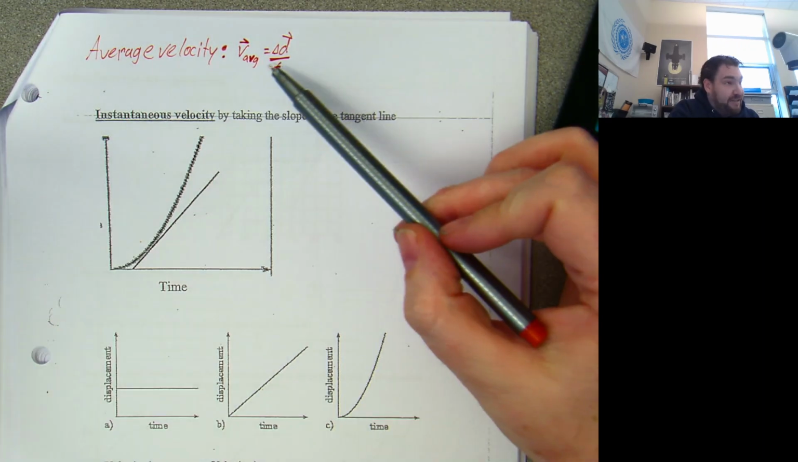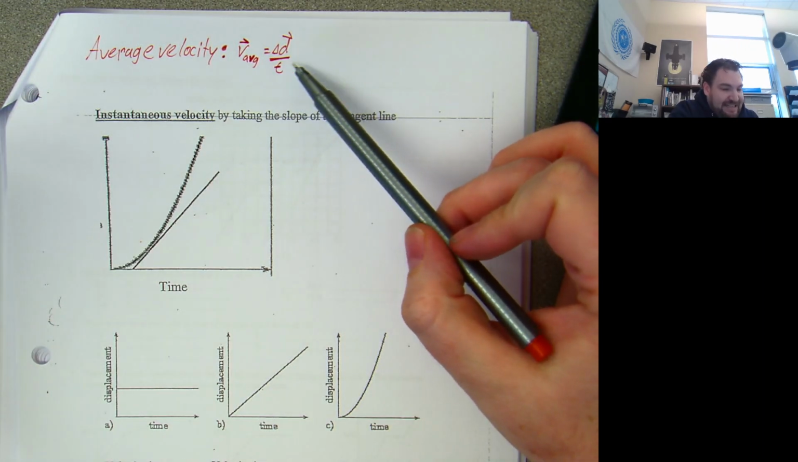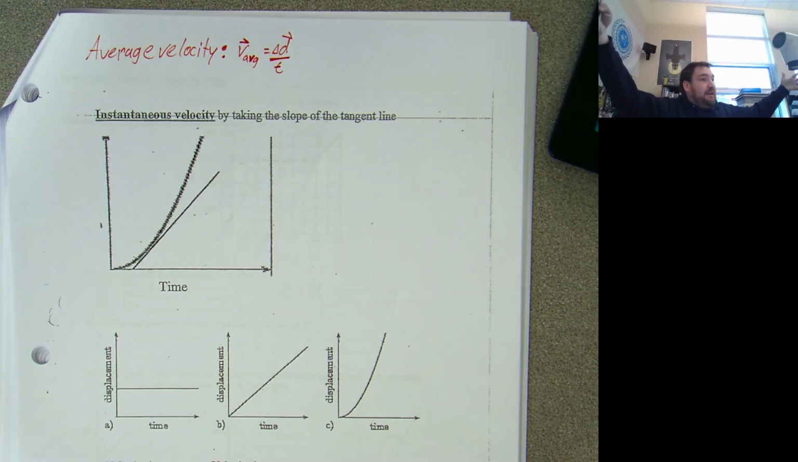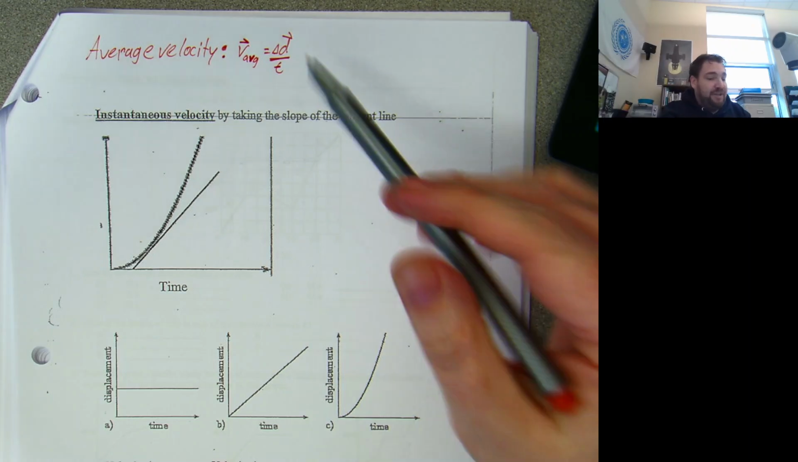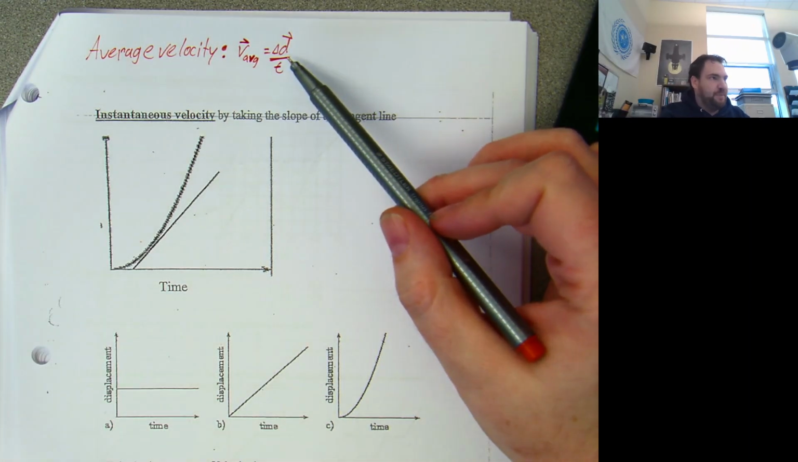So average velocity, it's important to recognize, takes into account things like all the time you spent displacing yourself between two spots.